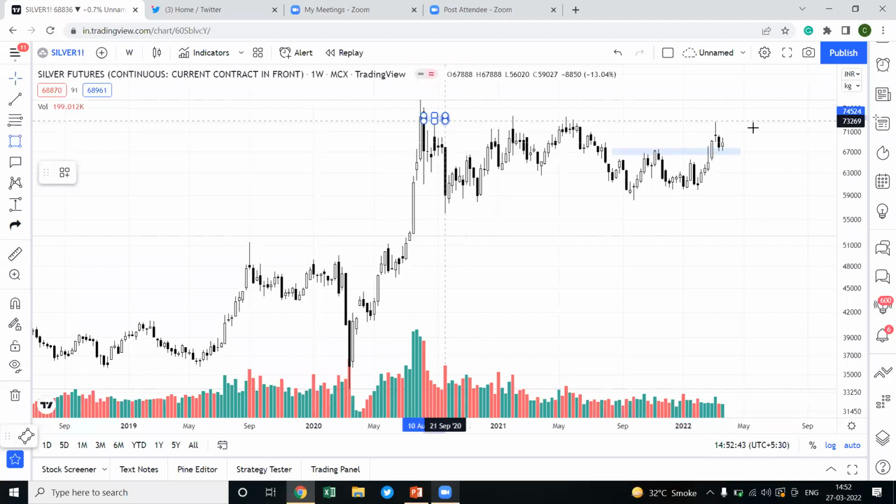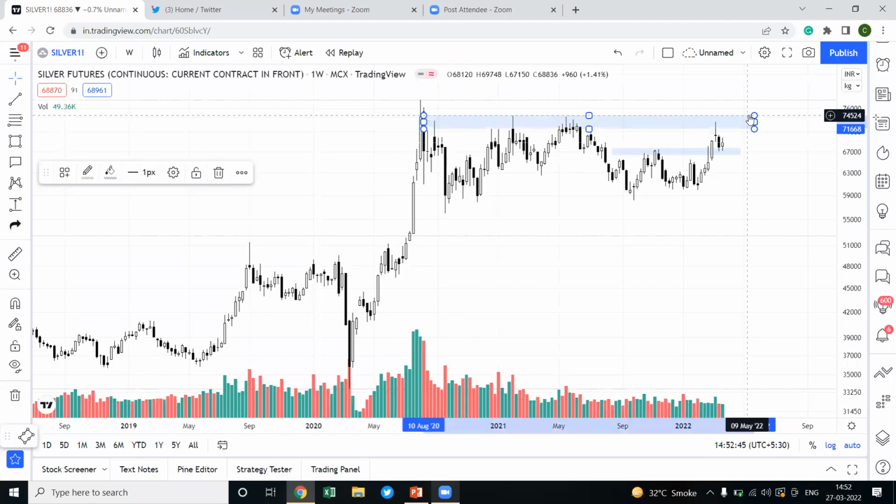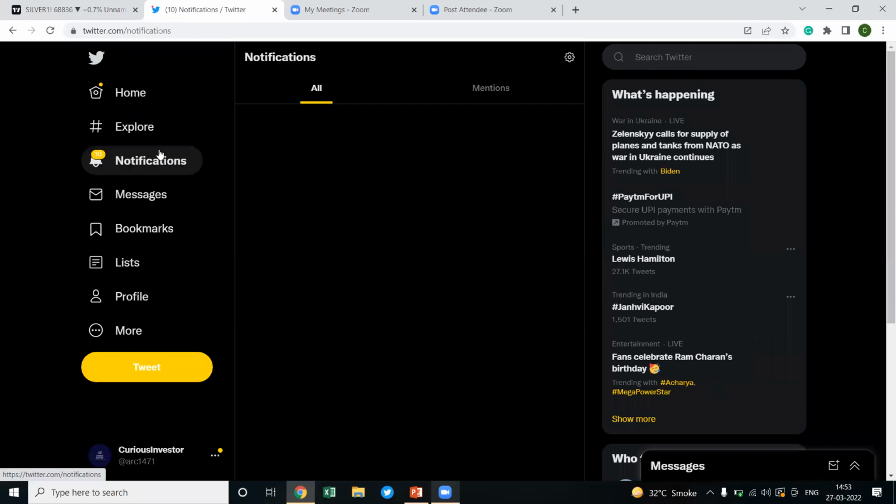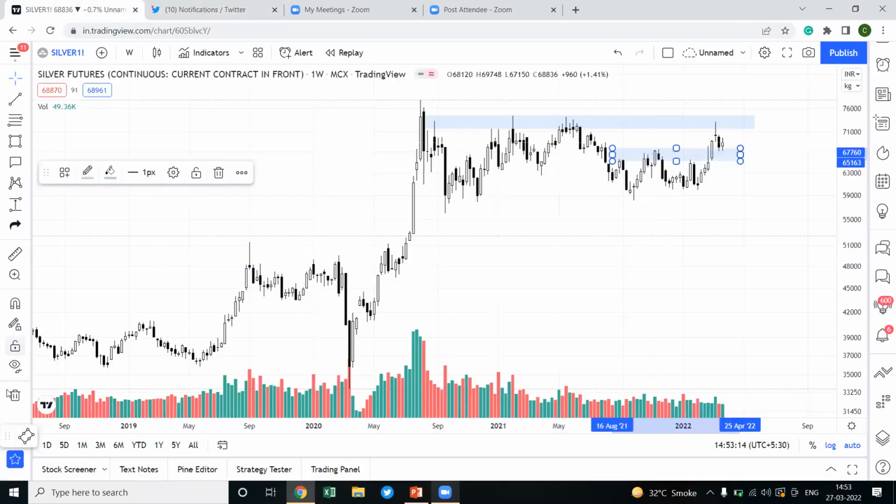The major resistance for silver is near the 75K mark. So unless and until the 75K mark is broken to the upside, silver might be trading in the range from 65 to 75K. But once it breaks the 75K, then we have to look at the chart differently at that moment. But over here, this is the range of 65 to 75K for silver. So how do we make out between silver and gold, which is more bullish?